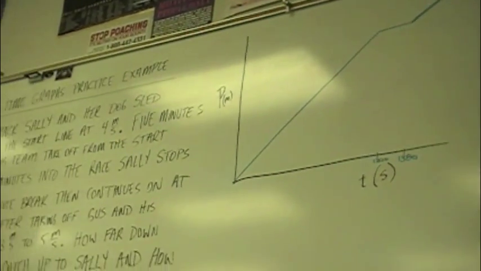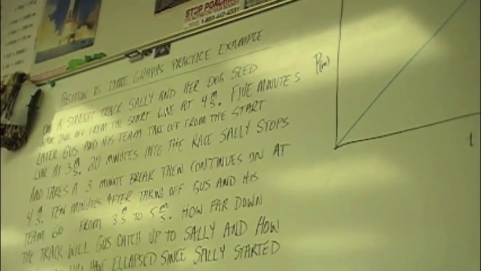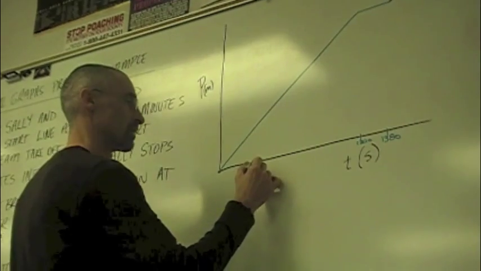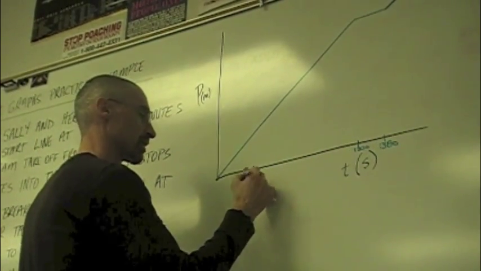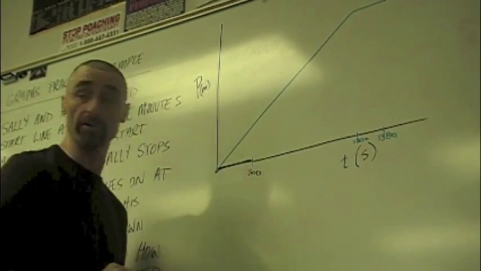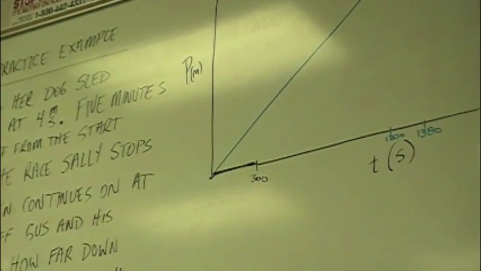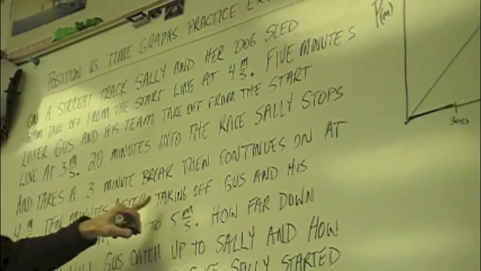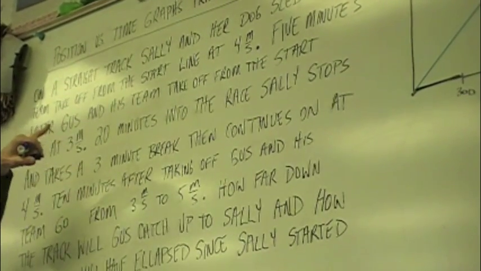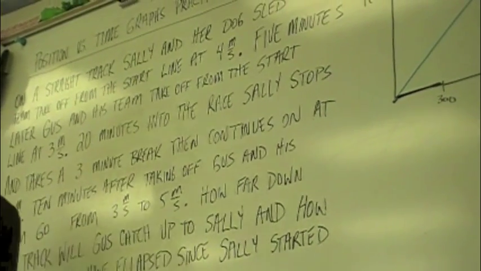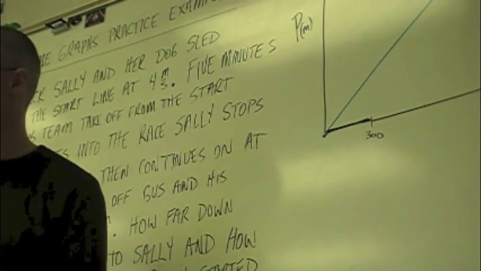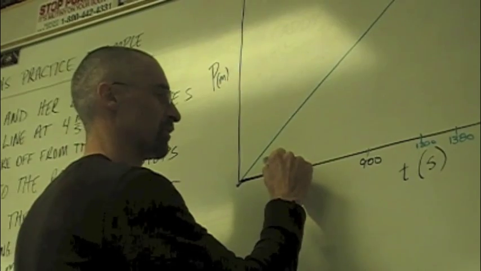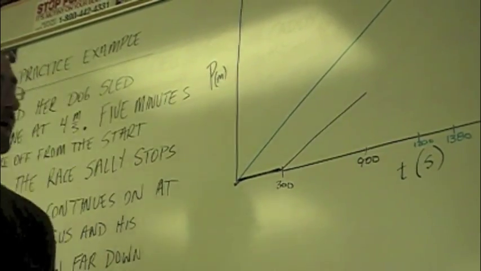Now, if we come to Gus, what does Gus do? 5 minutes later, Gus and his team take off. For the first 5 minutes, 5 times 60 is 300. So for the first 300 seconds, Gus is chilling at the start line. Then Gus and his team take off, starting at 3 meters per second. He's going to go 10 minutes after taking off before he goes from 3 to 5. So for 10 minutes, he's going 3 meters per second. What's 10 times 60? 600 seconds. So 600 seconds gets me out to about 900. And he's going 3, which is not going to be quite as steep. That's pretty close. And then what's he going to do?